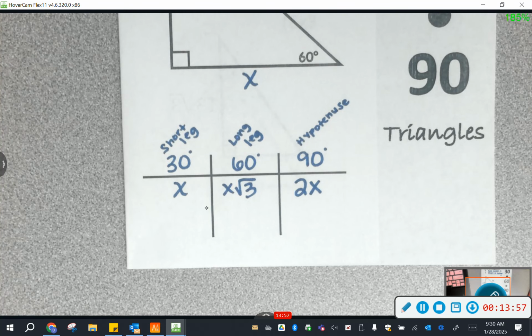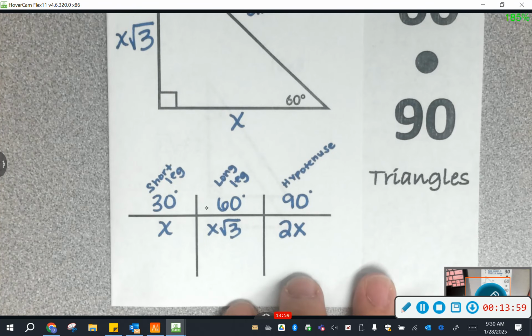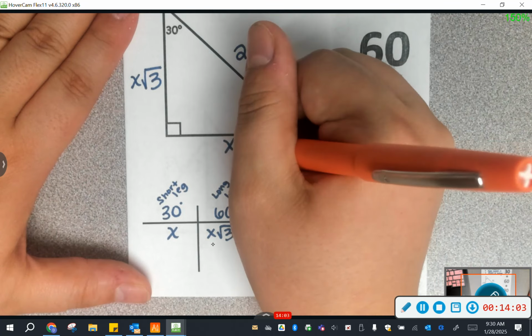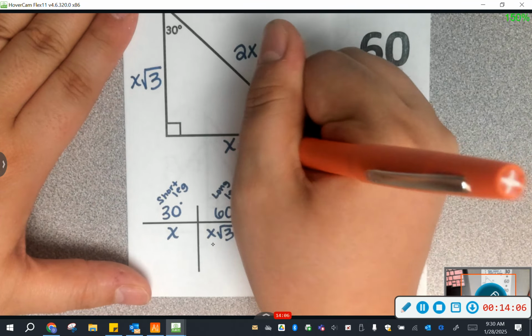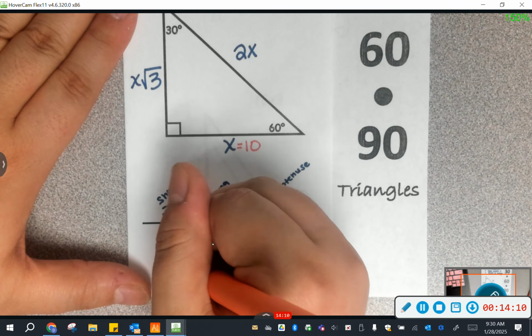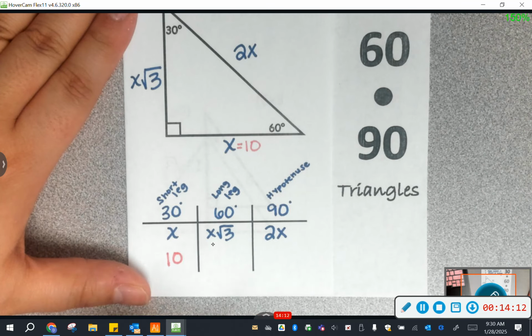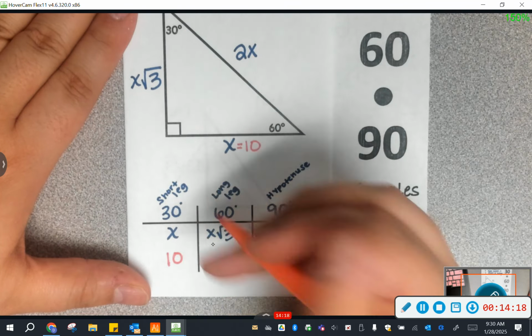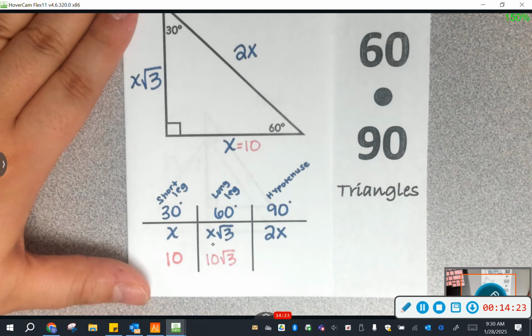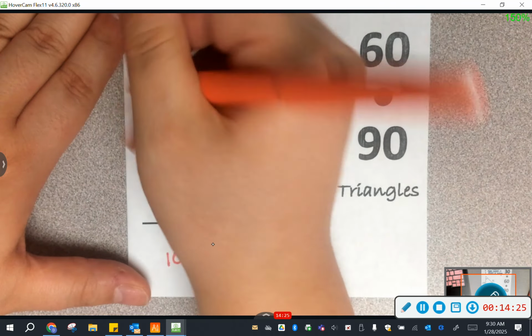Write it down, please. So what if I tell you x is 10? Here's how we fill in our chart. If x is 10, what's going to go in my middle column? 10 square root of 3. And where am I going to put that on my chart? Across from the 60.